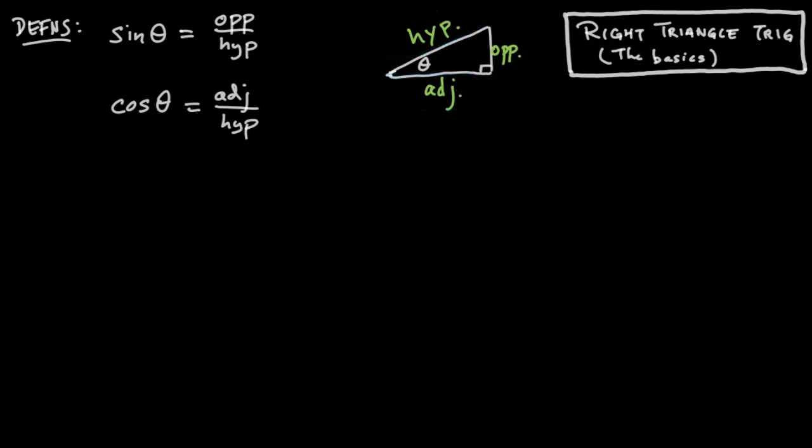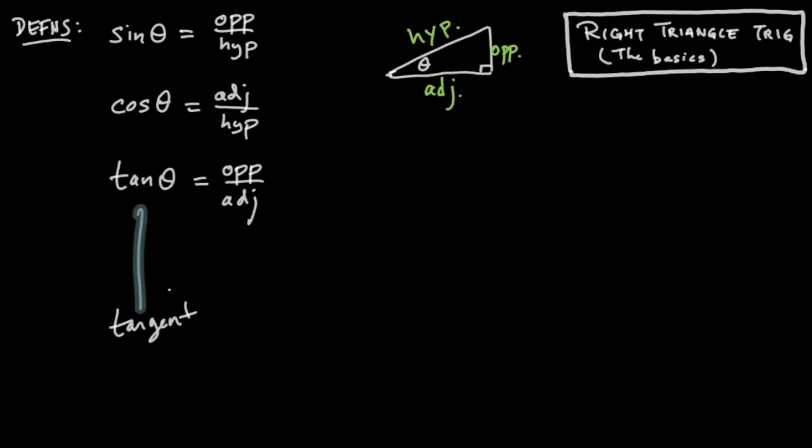And then I will introduce one more, and then we will dwell on this quite a bit. The last one I'm going to introduce today is the opposite to adjacent ratio. And we call that the tangent of theta, which we abbreviate tan theta. So again, that is short for the word tangent, and I'll explain what that has to do with tangents as in tangent lines in the next chapter.